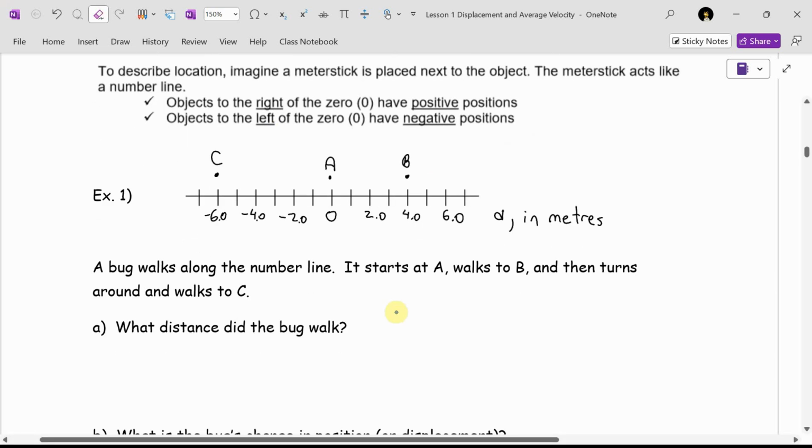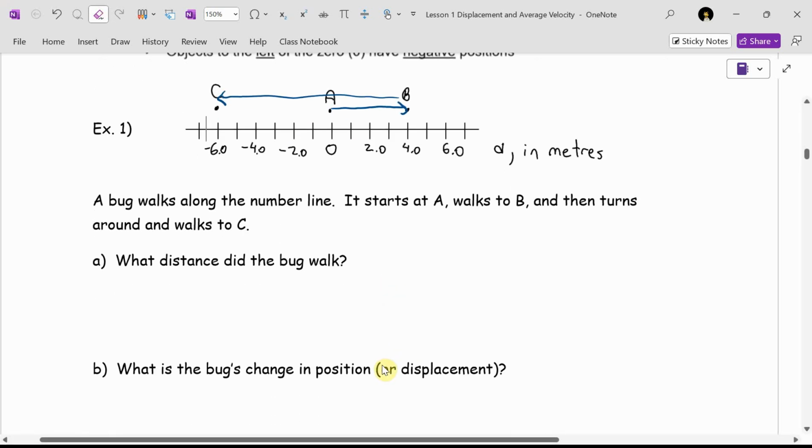Example 1 says this. A bug walks along the number line. It starts at A, walks to B, then turns around and walks to C. Let's draw that in. We'll draw it in with what's called an arrow diagram. So draw an arrow pointing from A to B, and then above it going all the way back. That's its path. Okay, what distance did the bug walk?